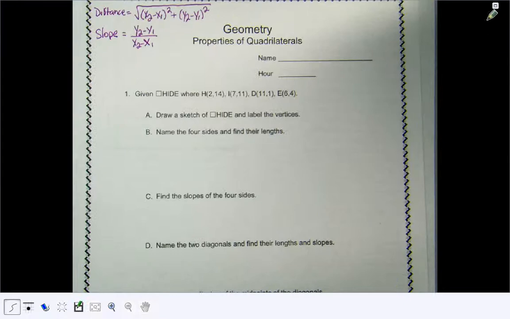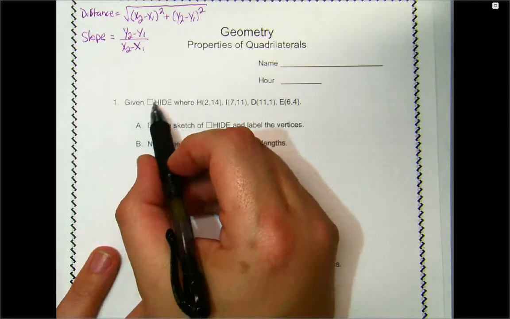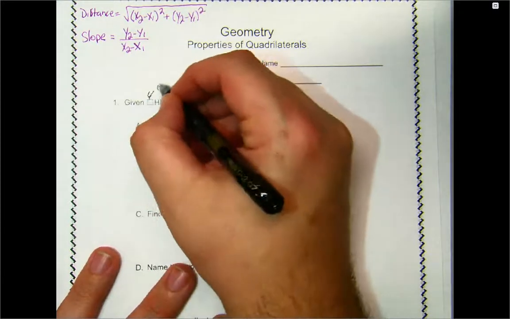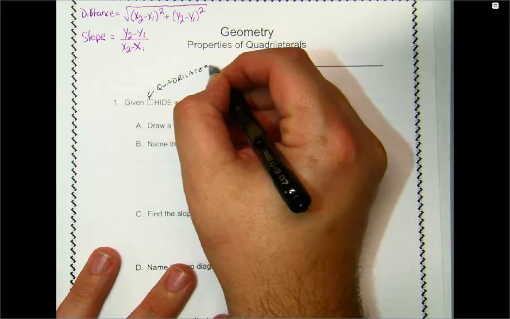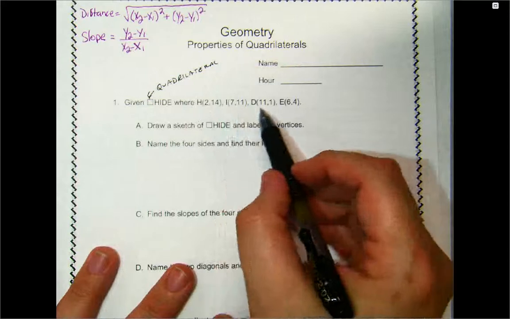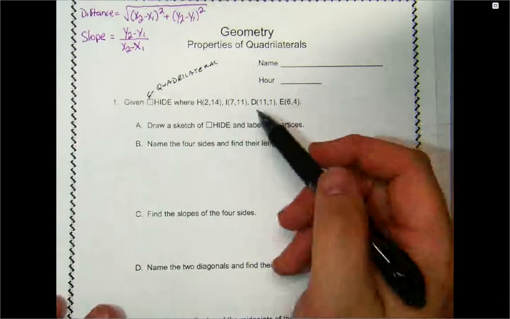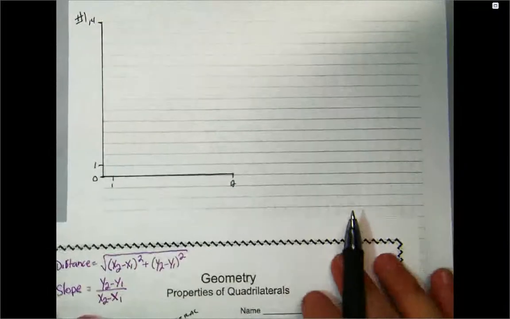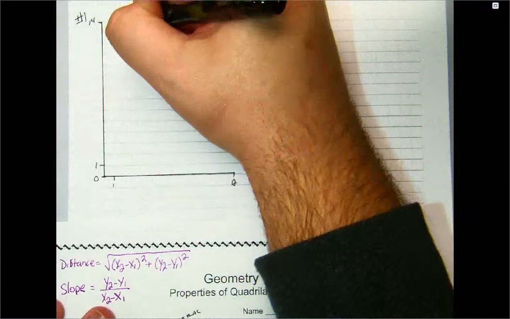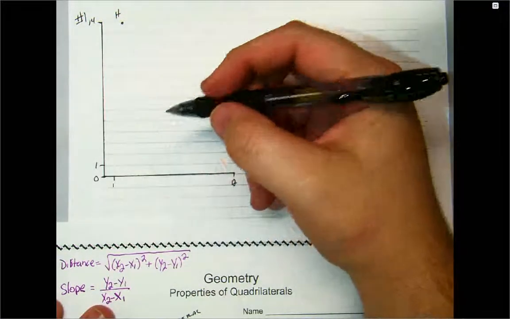Alright, so now since we're given HIDE and we're given this here, since it's a four-sided shape, that's referring to that it's a quadrilateral. It gives us the values or the coordinates for each point. So we could go into the graph and actually graph each point now. Now H is at (2, 14), so this is 2, 14 all the way up here, so there's H. I is at (7, 11).